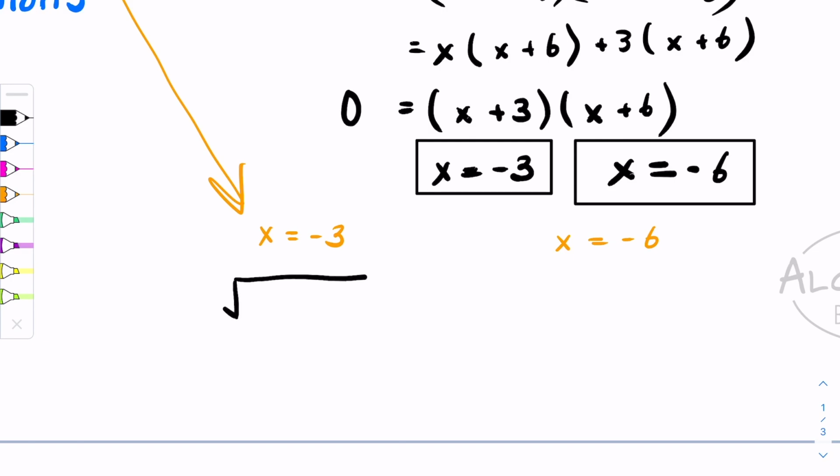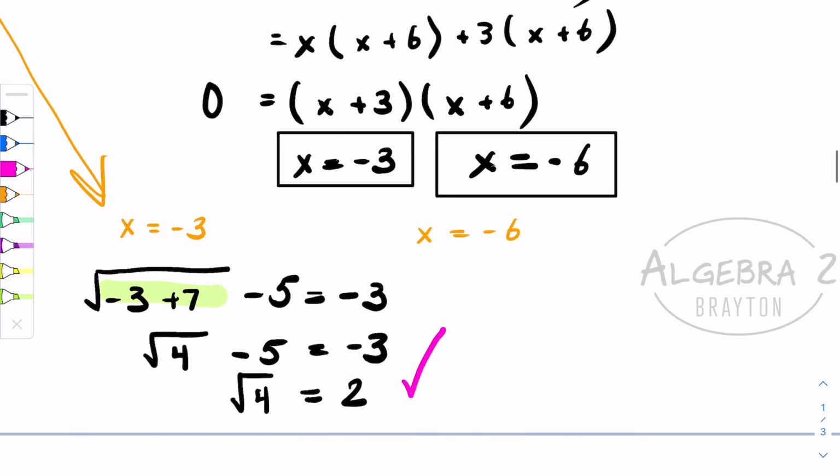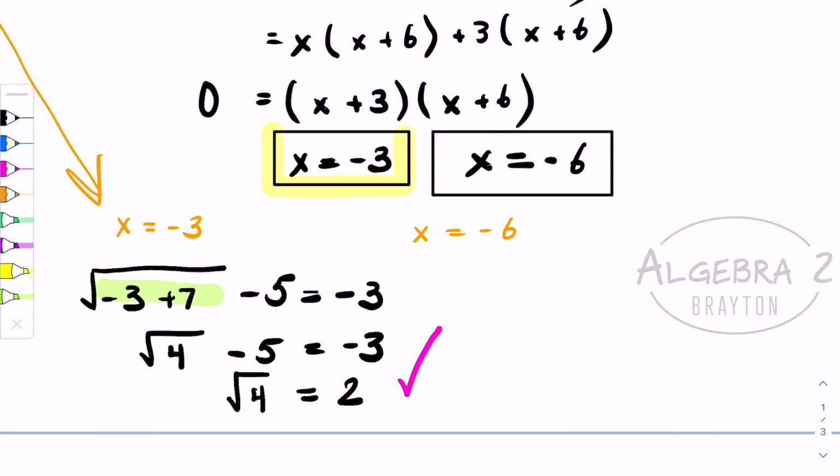This gives us the square root of negative 3 plus 7, and this is minus 5 outside of the radical, and that's equal to negative 3. So the radical expression will be the square root of 4 minus 5 equals negative 3. Add 5 to both sides. The square root of 4 is equal to 2, and that is true because the square root of 4 is 2. So we know that x equals negative 3 is a solution.